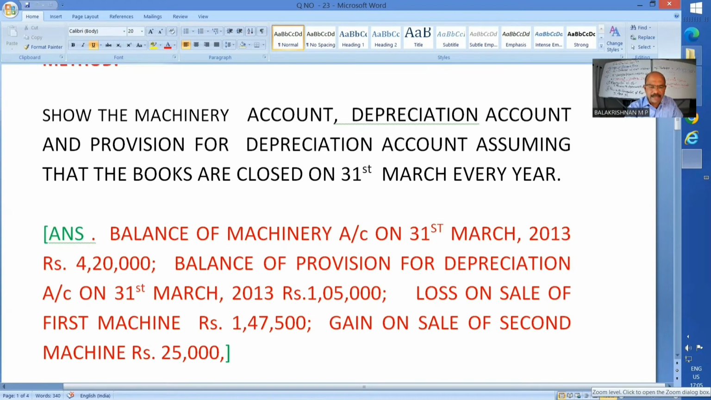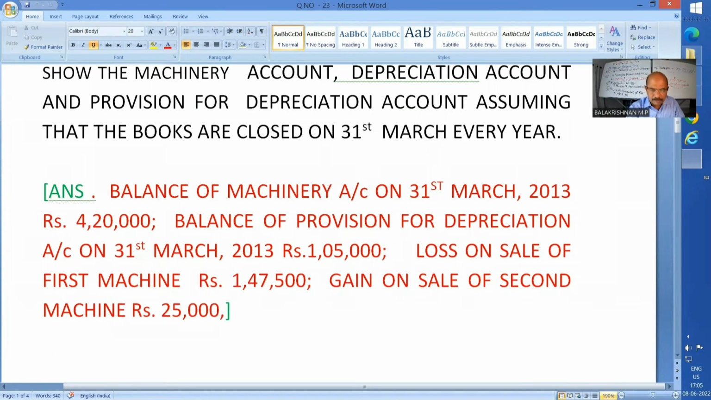Well, the answer hints given by the author is: balance of machinery account on 31st March 2013, rupees 4,20,000. Balance of provision for depreciation account on 31st March 2013, rupees 1,05,000. Loss on sale of first machine, rupees 1,47,500. Gain on sale of second machine, rupees 25,000.